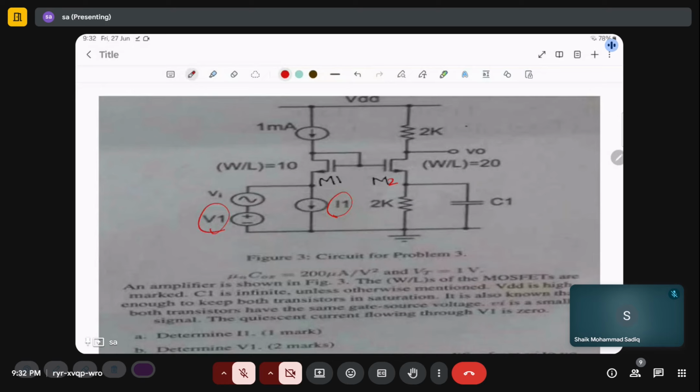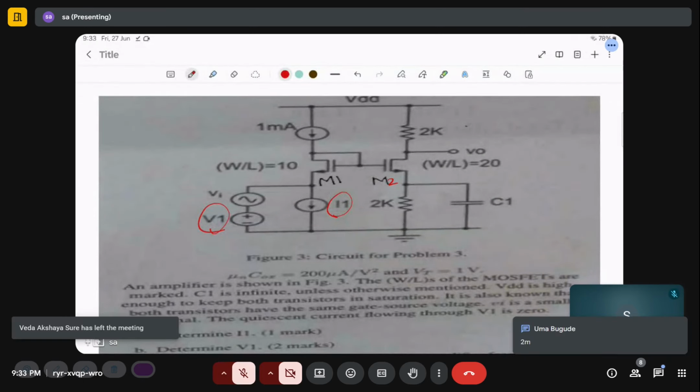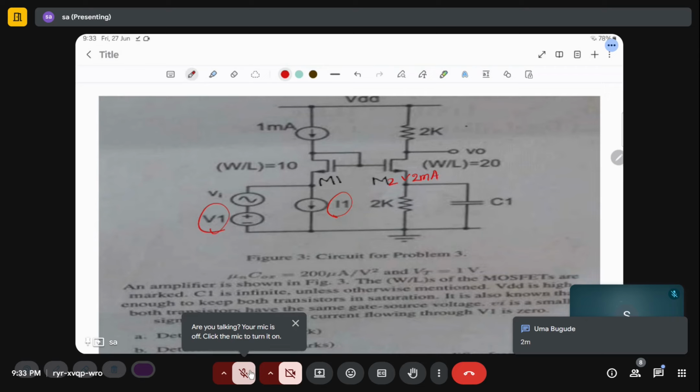What is the current flowing in M2? 1 milli. Yes, 2 milli, sorry. W by L is 20. What is the voltage here?